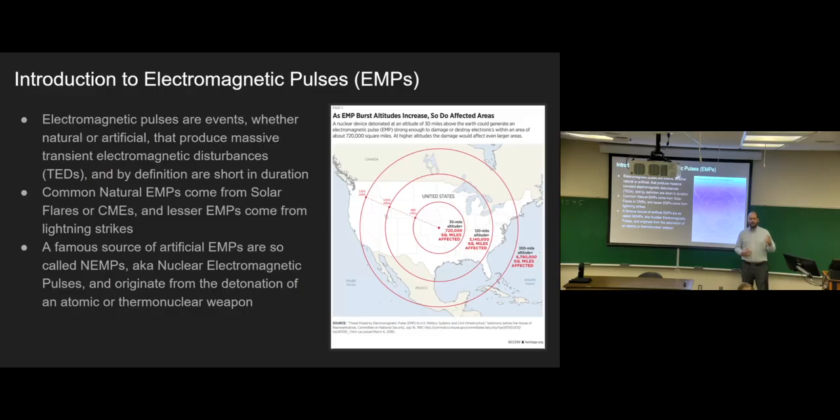So there were a lot of historical effects. In the 1800s, telegraph wires all exploded across the country. That wasn't great. And if that were to happen today, it wouldn't be great for whoever's facing the sun at that moment.